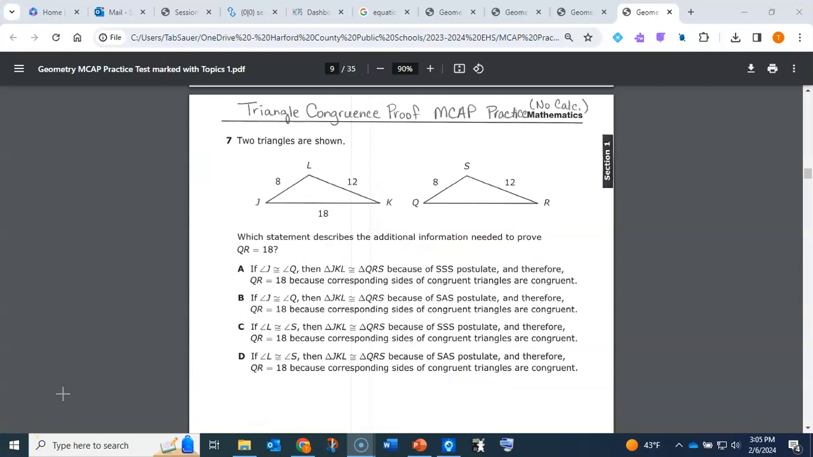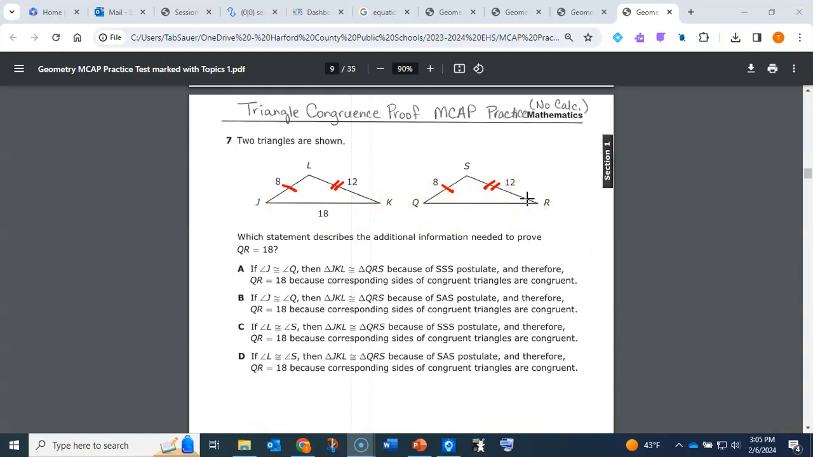For number 7, it says, which statement describes the additional information needed to prove that segment QR has a length of 18? So for that to be true, we see that this side length JL is 8 and this side QS is 8. We also see that this side LK is 12 and this side SR is 12. So what we're trying to prove is these two have the same length, like the JK is going to be the same as QR. So we need another bit of information.